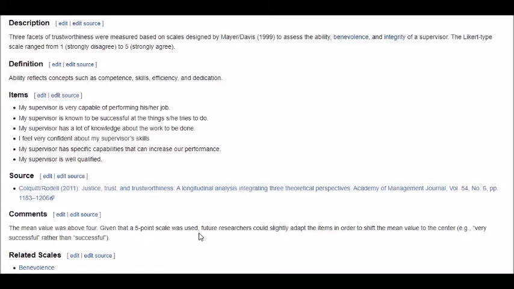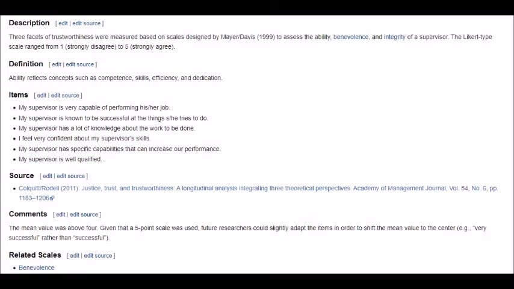Given that a 5-point scale was used, future researchers could slightly adapt the items in order to shift the mean value to the center. They are even suggesting "very successful" rather than "successful." Now you see, a supervisor cannot be just successful. Any person can be successful, however they should be away from that. So they are suggesting, why can we not adapt it a little bit and make it "very successful" and try to see.